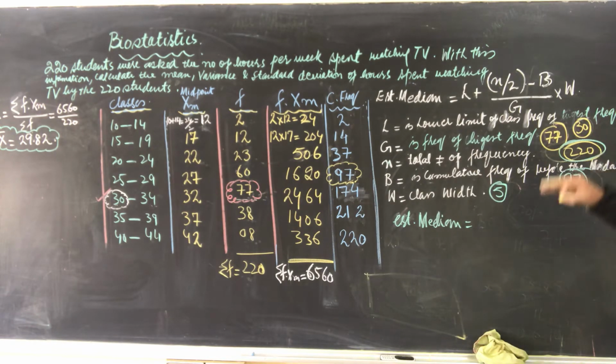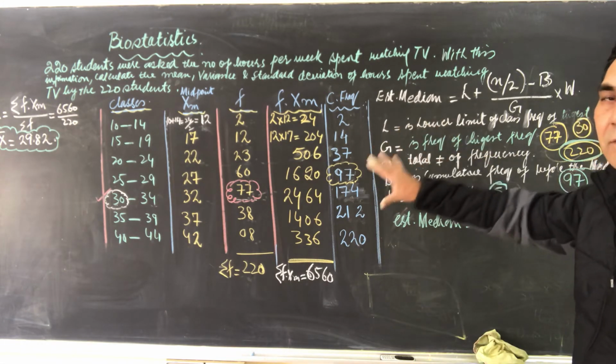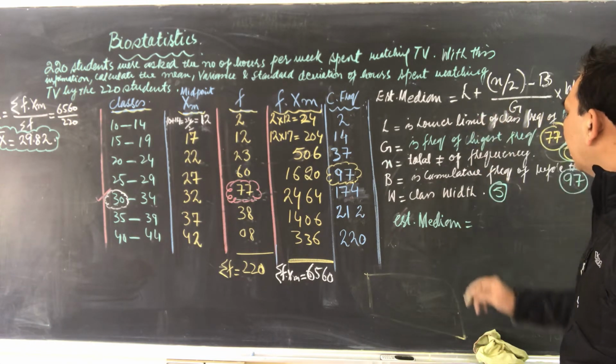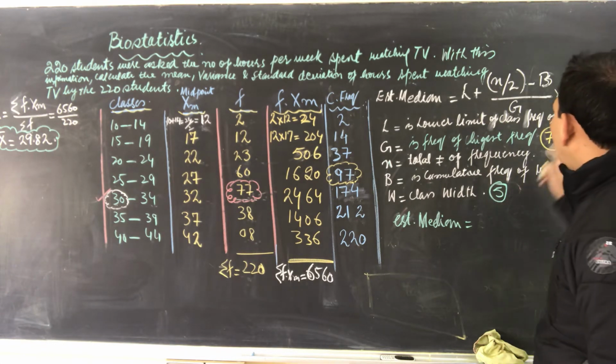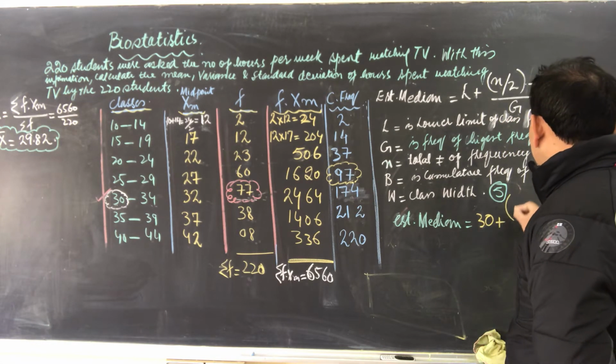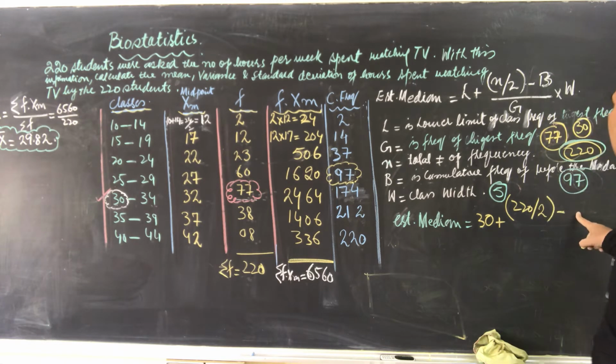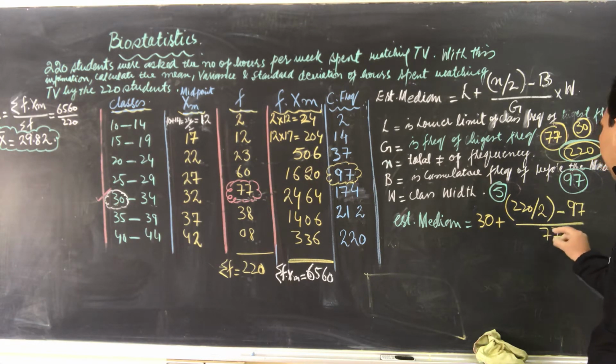Now we will put all the values we drew from the table into the formula. What is L? It is 30. What is N? 220, divided by 2. What is B? The value for B is 97. And f is 77, and what is the class width W? It is 5.